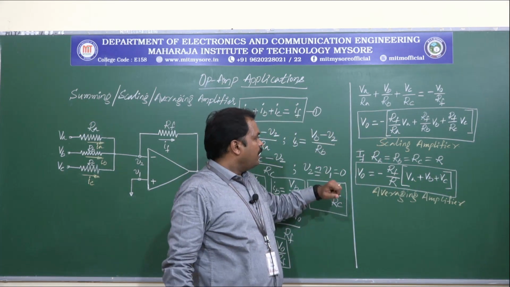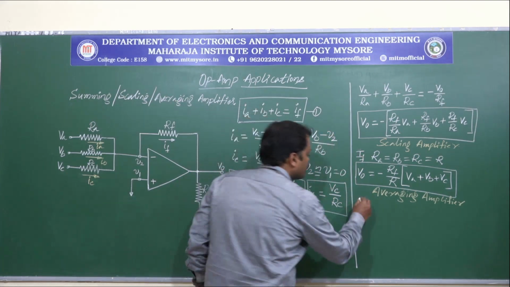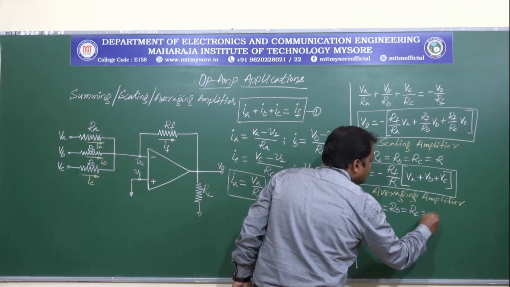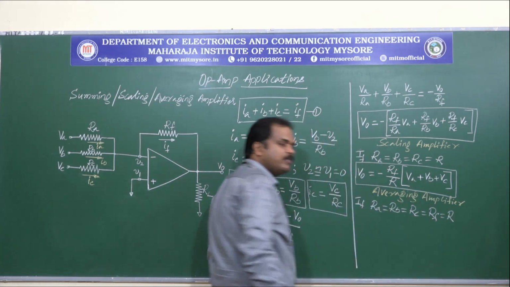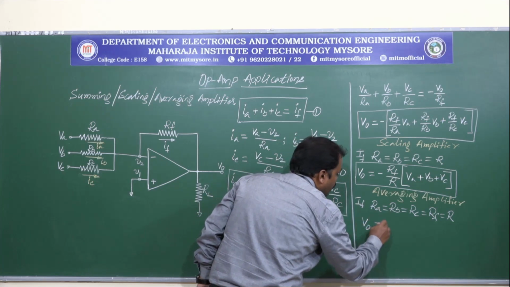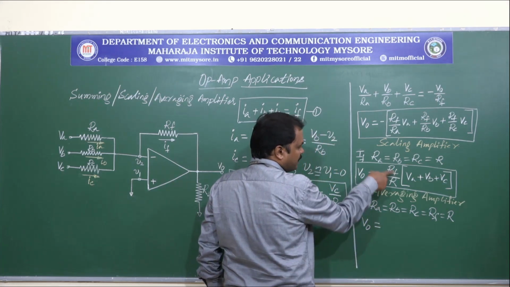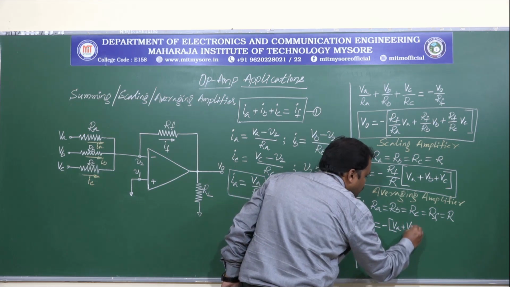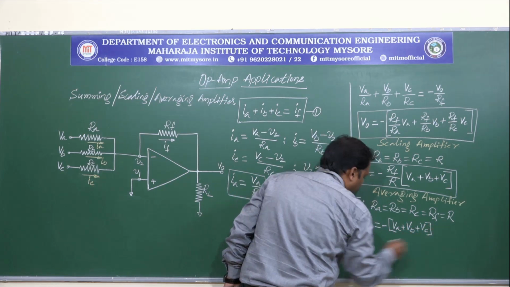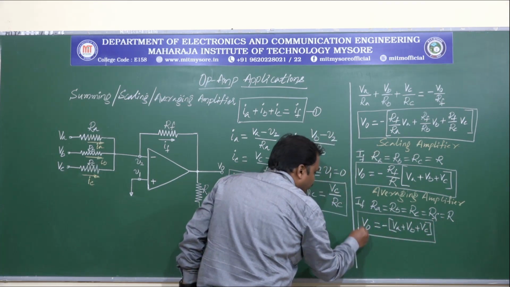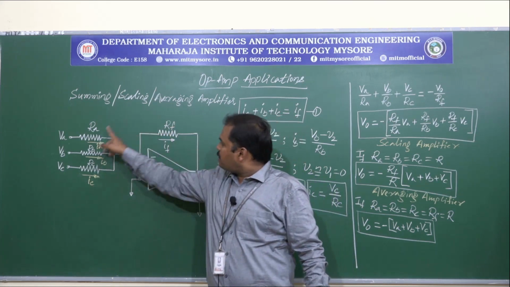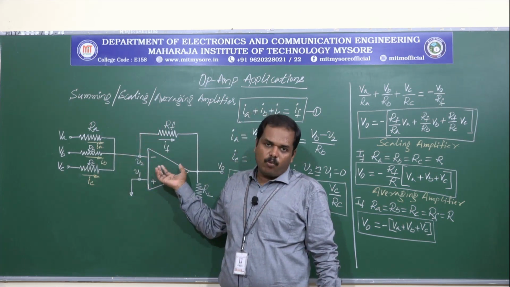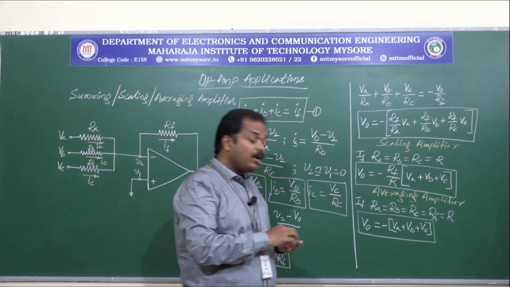Now in the same equation, if we equate all the resistance values, let us say RA is equal to RB is equal to RC is equal to RF equals to R, then V0 will be equal to, here RF is equal to R, so this cancels, then what we have is minus of VA plus VB plus VC. So here we can see that in this op-amp circuit, if the input resistance values and the feedback resistance values are equated, then the op-amp will be working as a summing amplifier with negative sign.